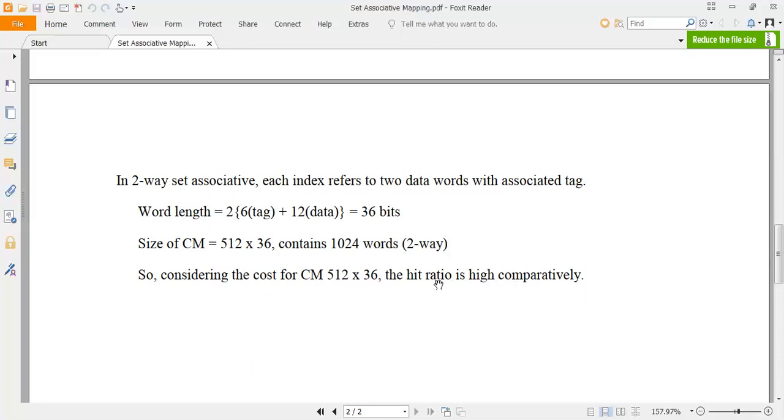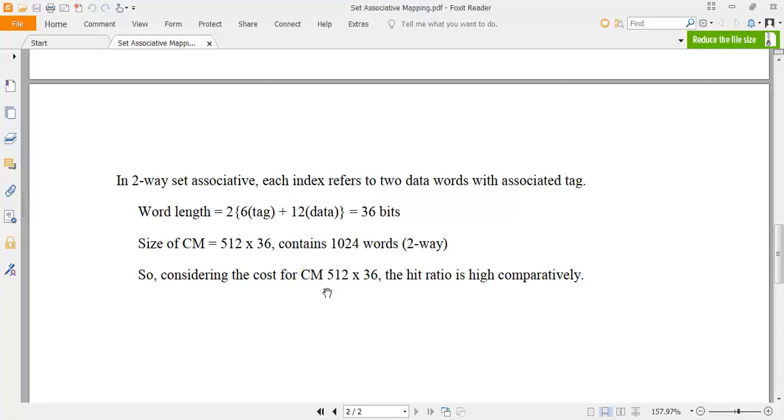So the hit ratio is very high. If we are investing in this 512 into 36 bit data, the cost is very high. But if I compare the performance with the cost, the performance is very high as compared to the cost we have incurred to make this cache memory, that is 512 into 36.